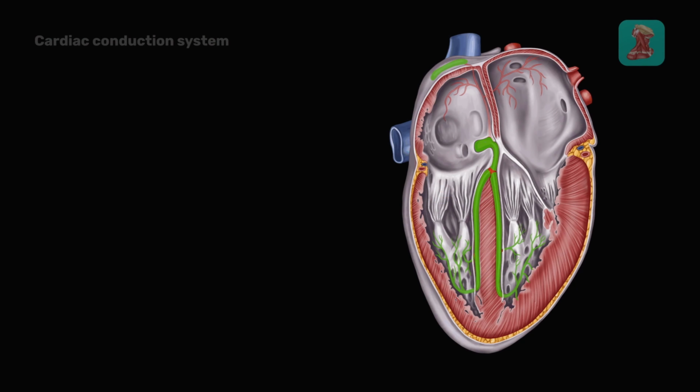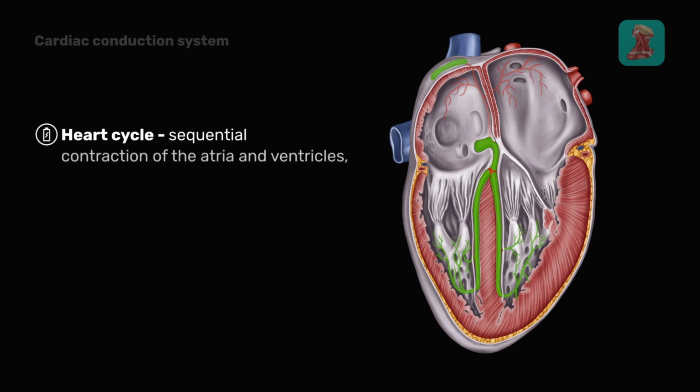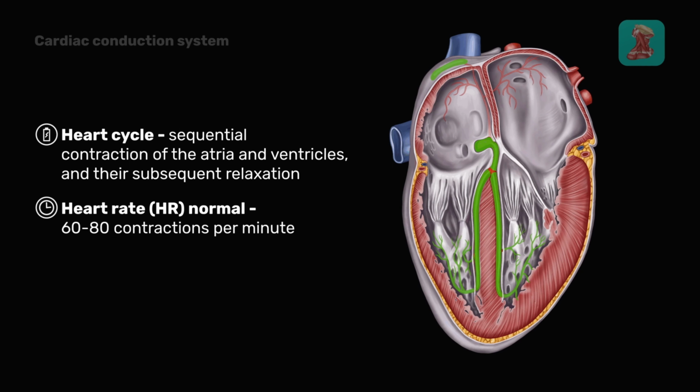Impulses provide rhythmic work of the heart, with a sequential contraction of the atria and the ventricles, which in general makes up the cardiac cycle. Normally the heart makes 60 to 80 contractions per minute. However, the heart rate may be slow or accelerated, and such a condition would be called arrhythmia.